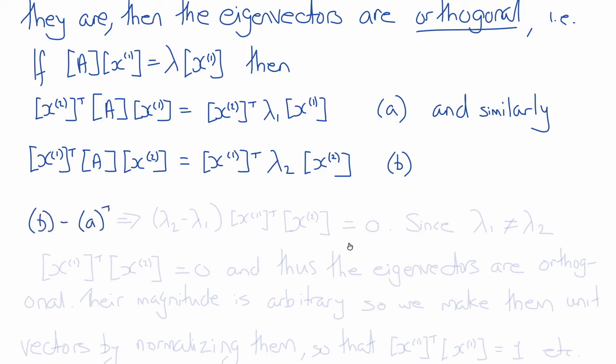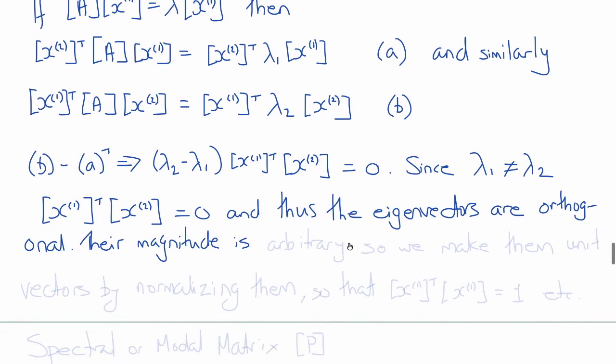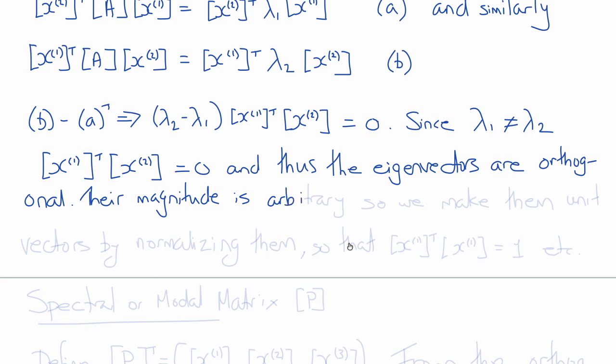Now if we subtract the transpose of equation A from equation B, we get that (lambda 2 minus lambda 1) times X1 transpose X2 is equal to 0. Now if lambda 2 is different from lambda 1, then that means that X1 transpose times X2 must be equal to 0. Remember that X1 transpose times X2 is the scalar product. It's the product of the x components plus the y components plus the z components, which, since they're eigenvectors, would be the dot product. In other words, the eigenvectors of A are orthogonal when their eigenvalues are distinct. As I mentioned, the magnitude of the eigenvectors is arbitrary, so we always make them unit vectors by normalizing them so that X1 transpose X1 is equal to 1, etc.